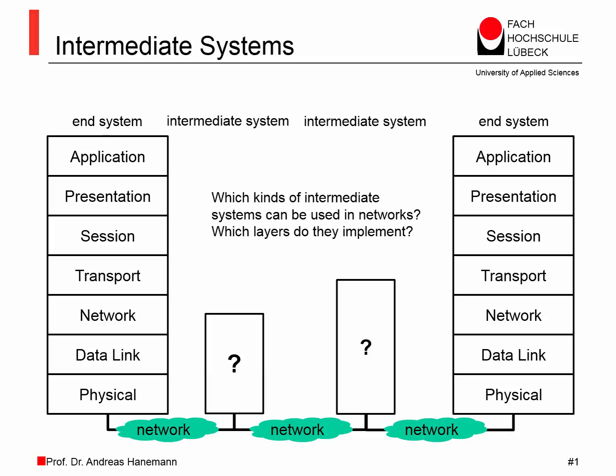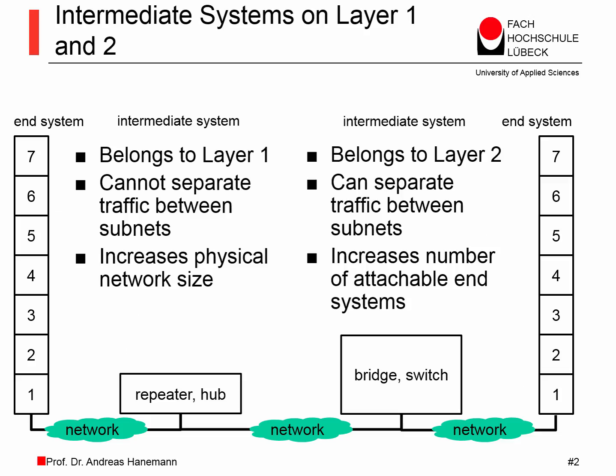This presentation is about different kinds of intermediate systems. As you can see when you take a look at the OSI model, N systems implement all layers. However, intermediate systems only implement a part of the layers. There are relatively simple intermediate systems which belong to the physical layer.